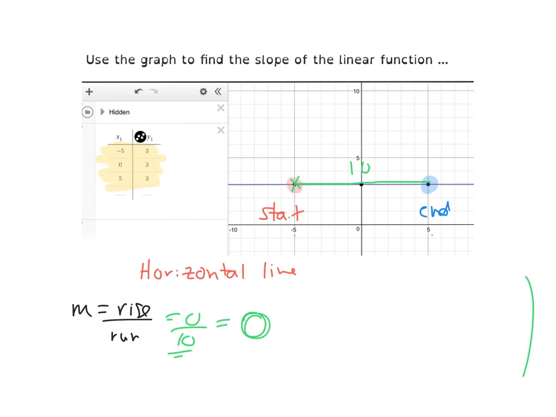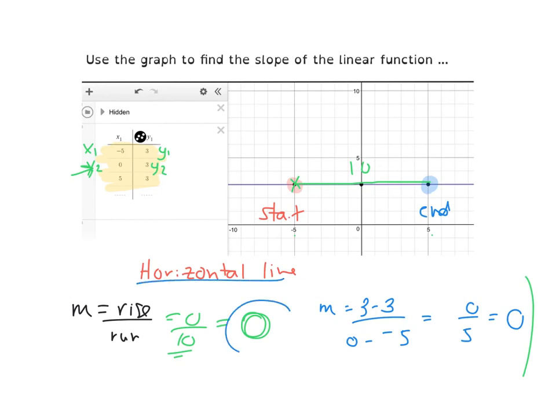Now, if we look at the table up here, which is another really important thing to see, we could just pick 2 points from that table. So let's just call this our x1 and our y1. Let's call the second point our x2 and our y2. So if we were to calculate the slope using the formula, we get y2 minus y1 over x2 minus x1, which would be 0 over 5. And again, that would also simplify to 0. So the slope of a horizontal line is 0.